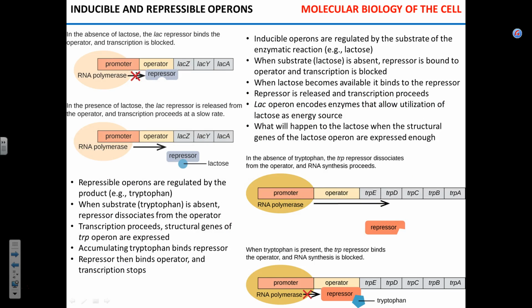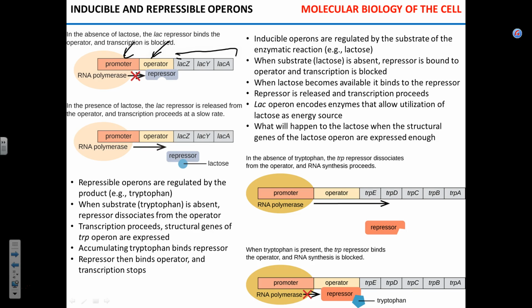Operons. If you're familiar with negative feedback, it's going to be very easy to understand. Remember that we have a promoter sequence, the operator sequence, and the set of structural genes. Let's talk about the lactose operon.